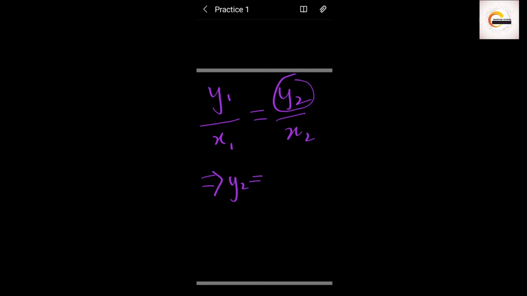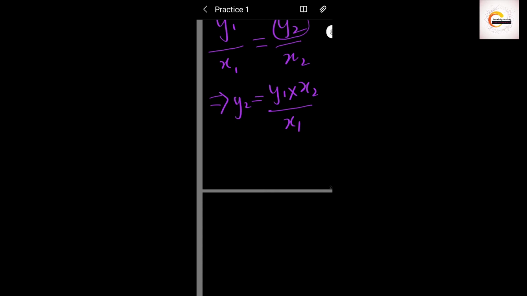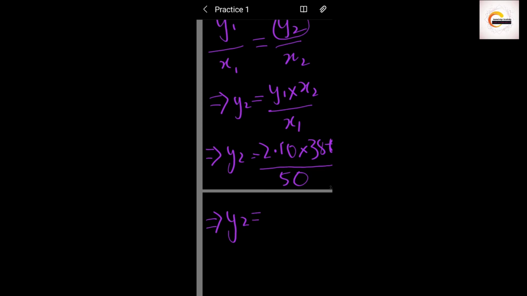Y2 is equal to y1 multiplied by x2 upon x1, which makes y2, putting in values, 2.10 multiplied by 380 upon 50. This multiplication is very easy, so I am not doing it, I am just writing it down directly. The answer is 15.96. If you want me to do the multiplication or simplification and show how we came up with this answer, I will tell you. Now there is one more requirement in the question, which is correct to the nearest 5 cents. Now 5 cents is 0.05.